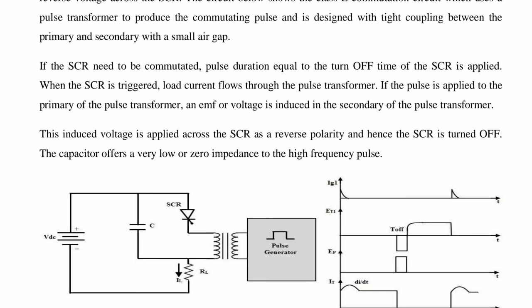As we energize the primary winding, it will produce voltage across the secondary winding. This induced voltage is applied across the SCR. So the voltage induced in the secondary of the pulse transformer is nothing but the reverse voltage of the SCR, hence the SCR turns off. The capacitor offers a very low or zero impedance to the high frequency pulse.